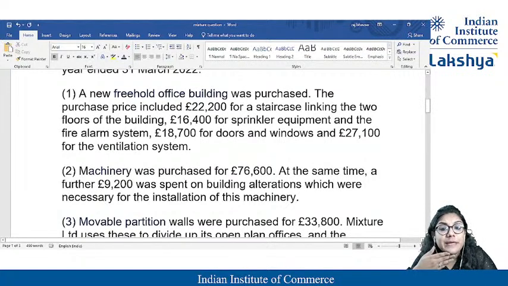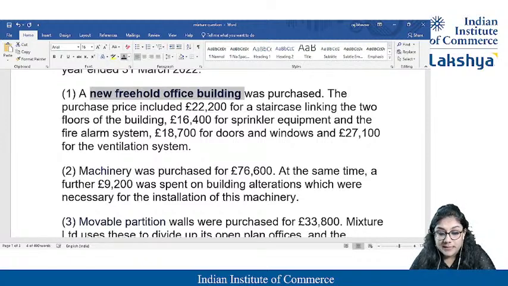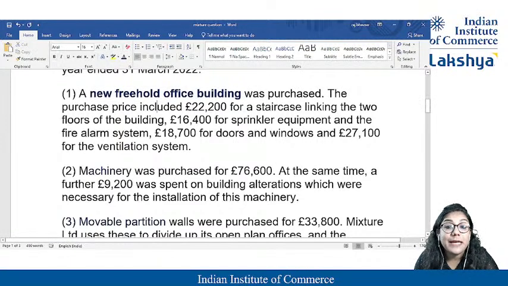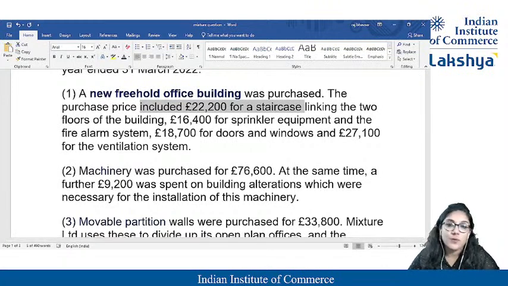A new freehold building. Students, it is known as a freehold building. So basically it is a building. It's not a machinery, it's a building. It was purchased. The purchase price was 22,200. But the purchase price included a staircase. Is a staircase a building? Yeah, students, it's a building. So we need to add it in the building, linking two floors.